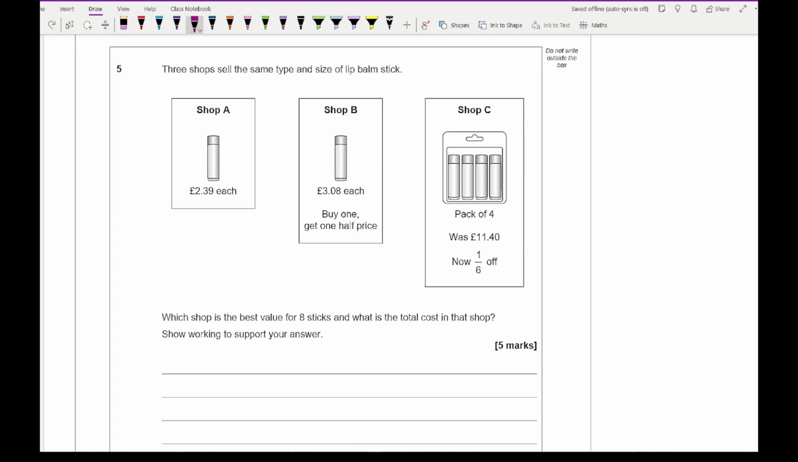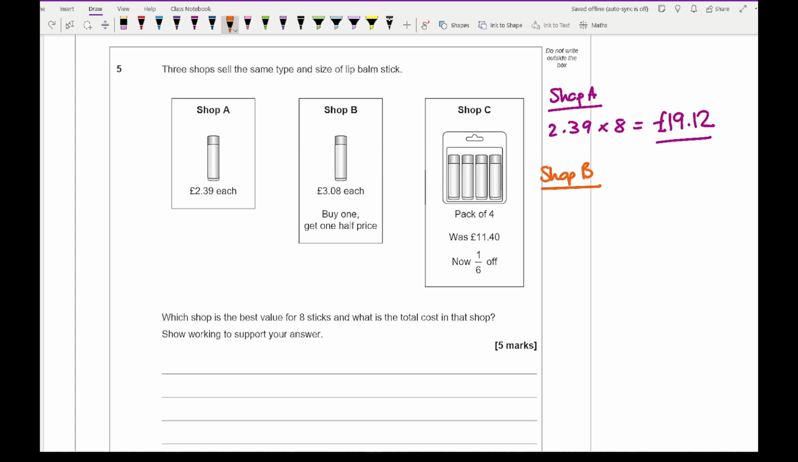If we start off with shop A, let me do the working out here. For shop A, I'm going to buy them individually. So that's going to be 2.39 multiplied by 8, and that comes up to a total cost of £19.12.